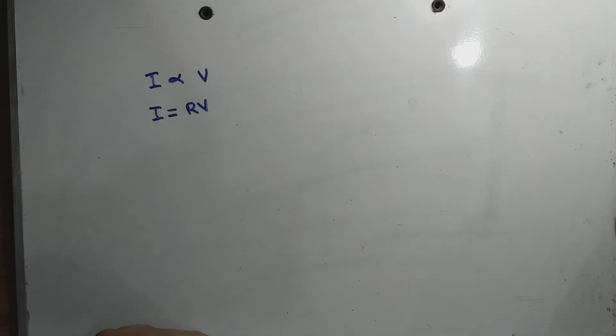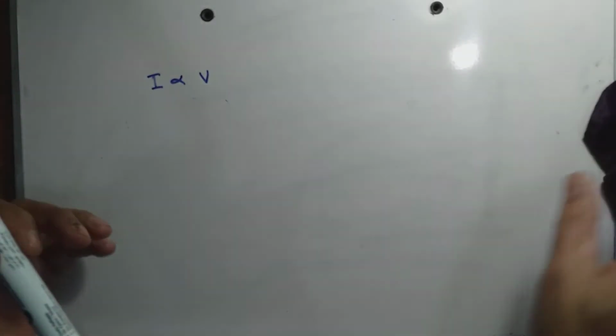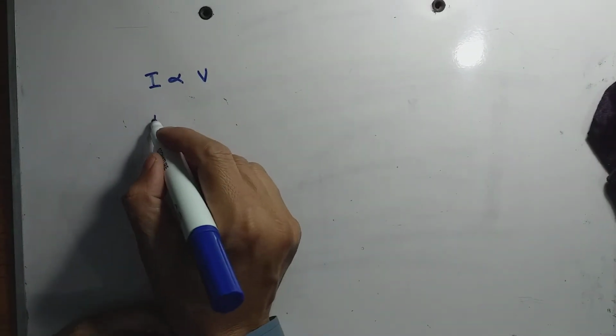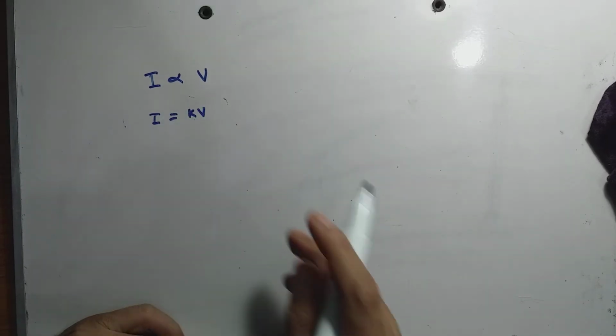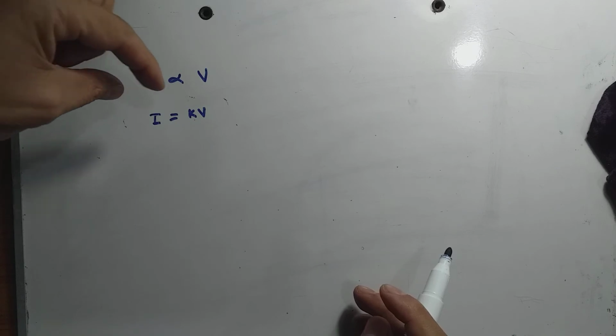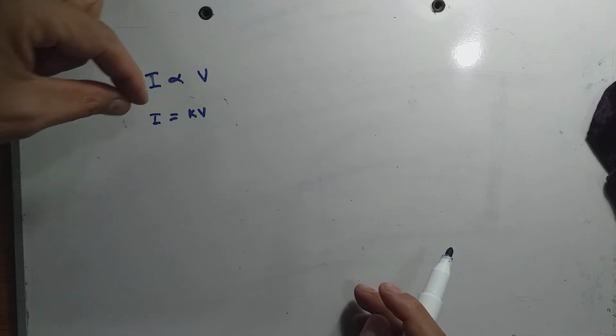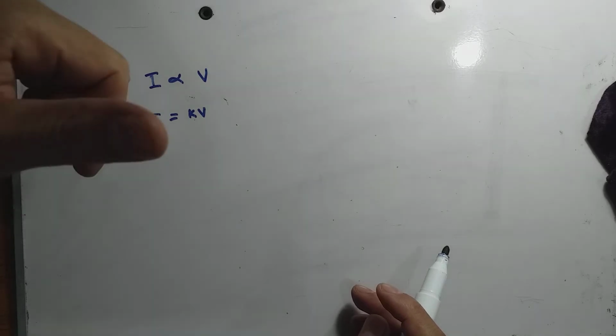Let me do it with a little more detail. The current I is equal to KV. Actually, what is K? Because I will bring in R later, I had shortened it a bit. K is the conductance of the conductor.